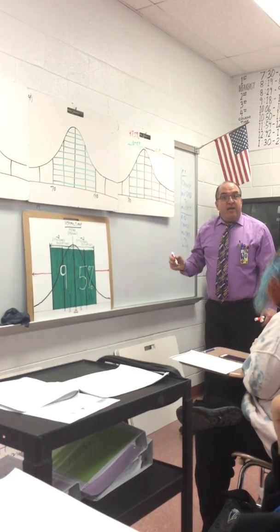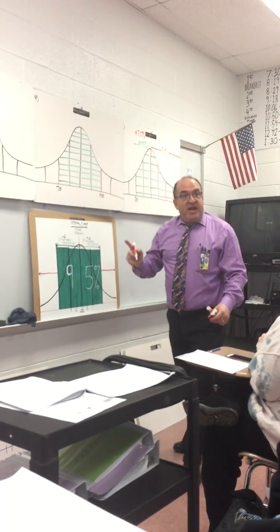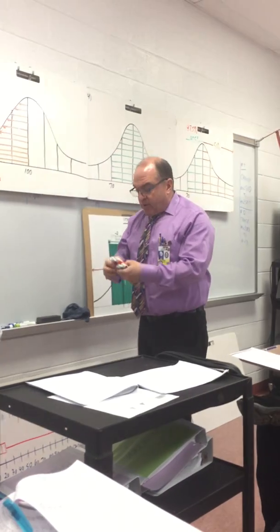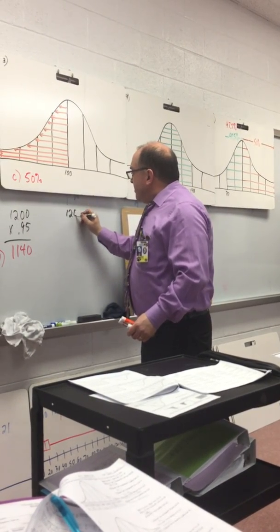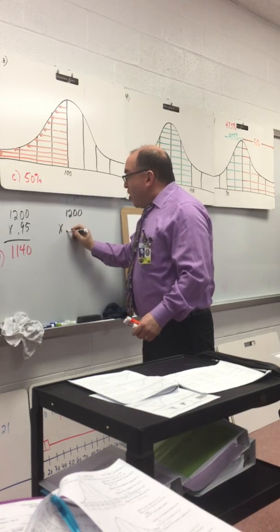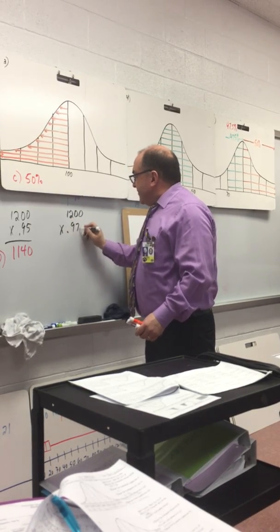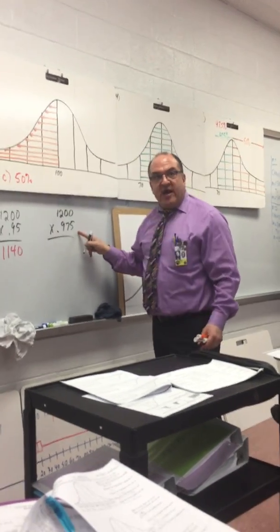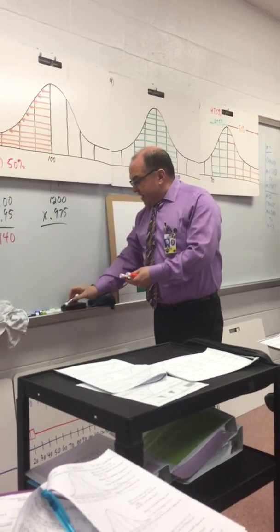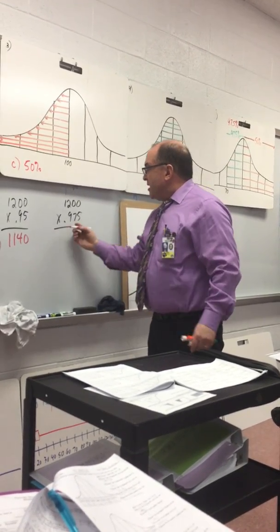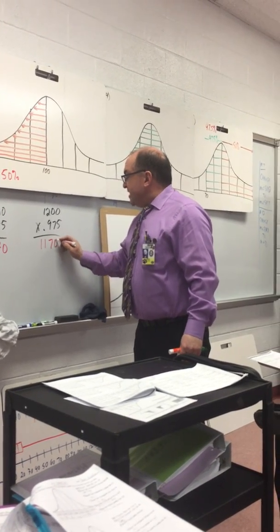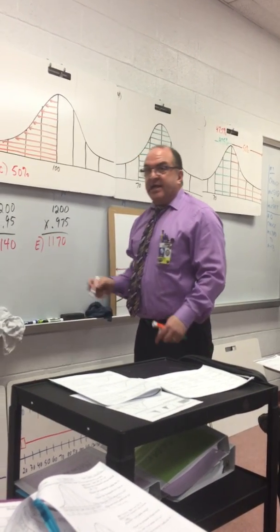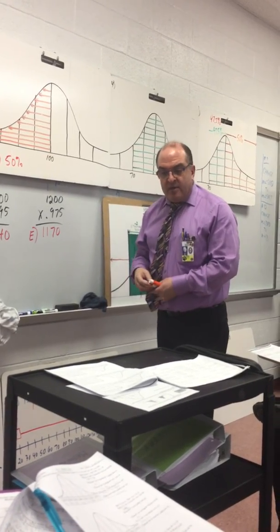Right? But we need to know how many people. How many people? Well, we got to take 1,200 times 0.975. That's 97.5%. When you do that, you get what? 1,170? That's the answer to letter E. Write that down if you have not written that down. Okay?